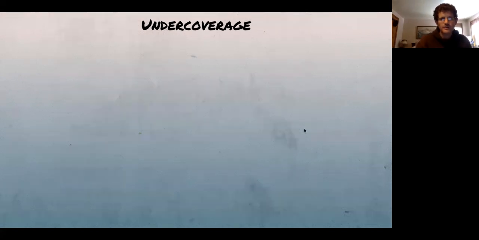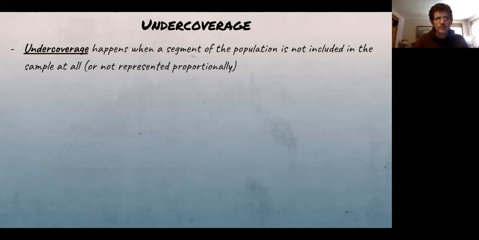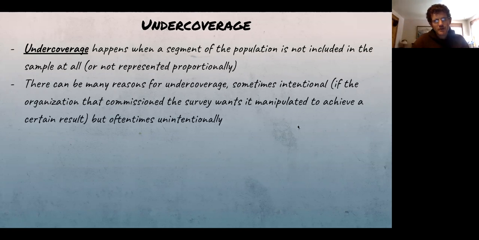Undercoverage is where you think you have good design, but you still could have undercoverage when you just don't include some segment of the population in your sample at all. Of course, if we completely skipped over freshmen as we were doing a survey of the school, that would be undercoverage. There can be many reasons for undercoverage. Sometimes it's intentional, if people are manipulating their results and so leave out some of the population, but that's actually not as common as you think. A lot of times it's unintentional.